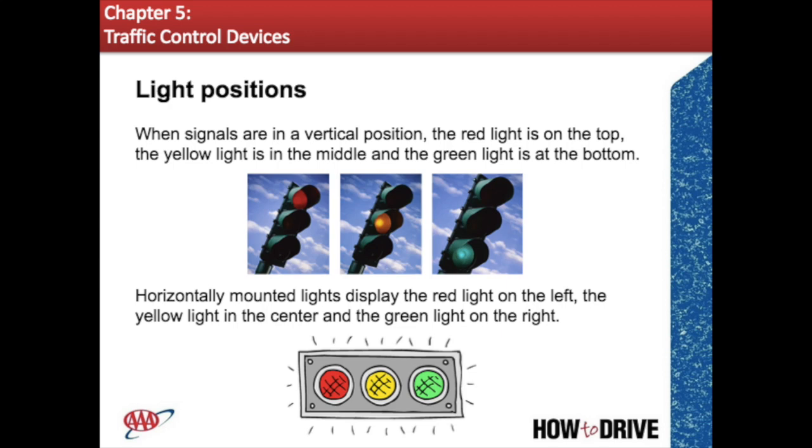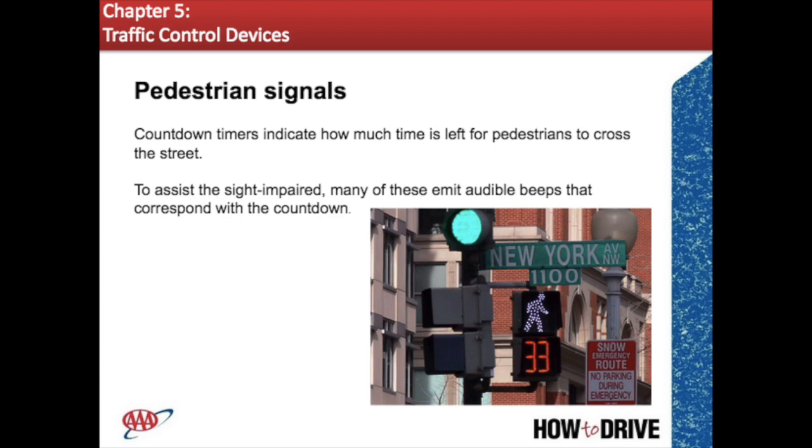When signals are in a vertical position, the red light is always on top, the yellow light is always in the middle, and the green light is always at the bottom. Horizontally mounted lights display the red light on the left, the yellow light in the center, and the green light on the right. Now we have countdown timers. Some pedestrian signal systems feature countdown timers, which indicate how much time is left for pedestrians to cross the street. To assist the sight impaired, many of these emit audible beeps that correspond with the countdown.